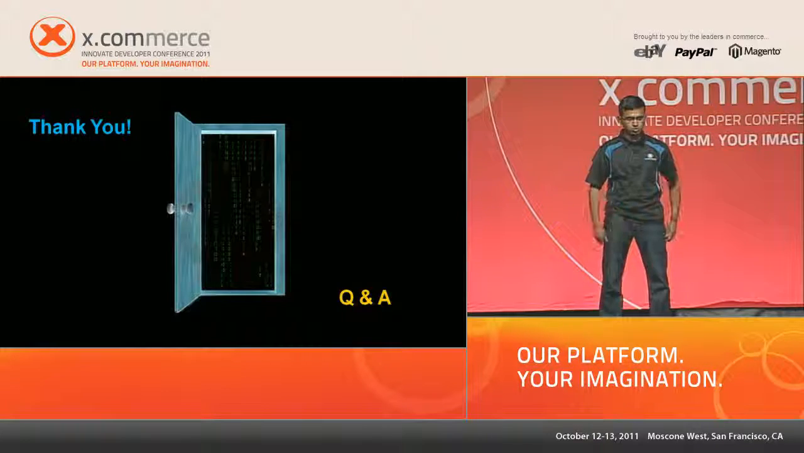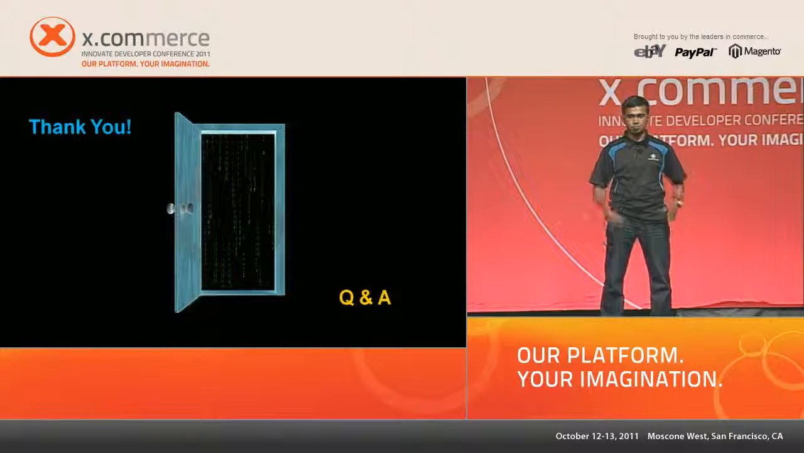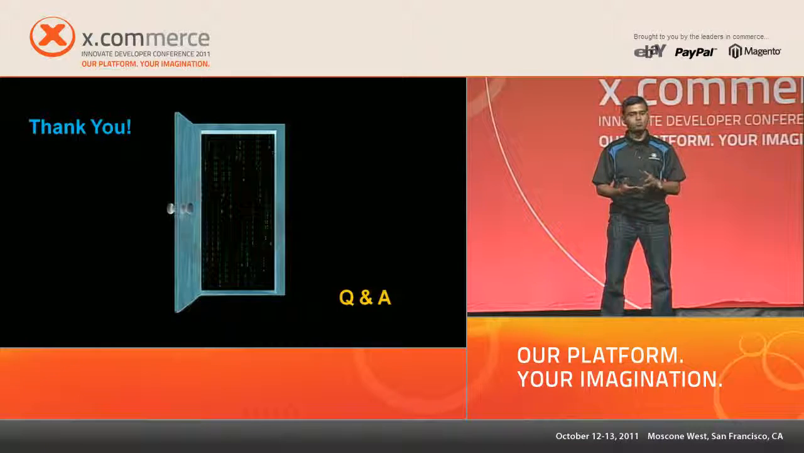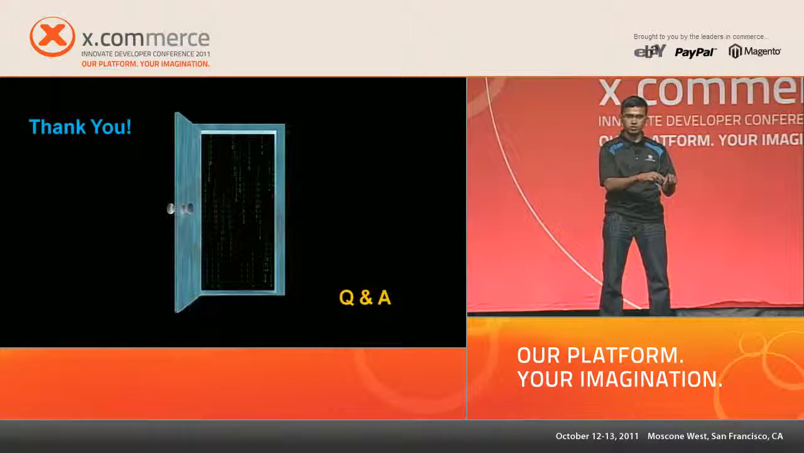Correct. So we have both a push and a pull model. On the push side, we won't be able to notify you just because you have some product information cached on your end. We only notify those sellers who have active items associated with the particular product.